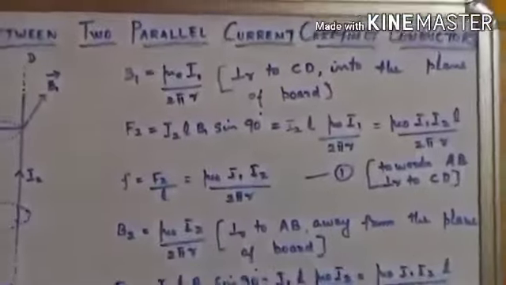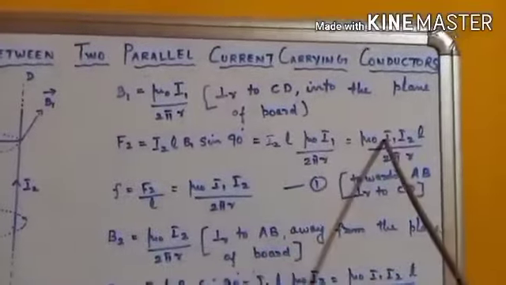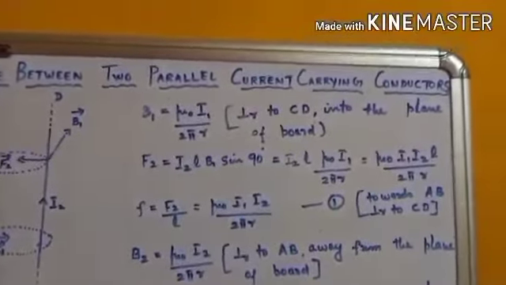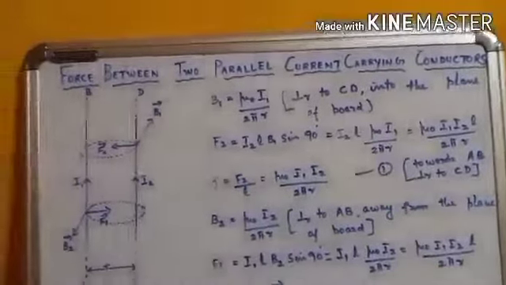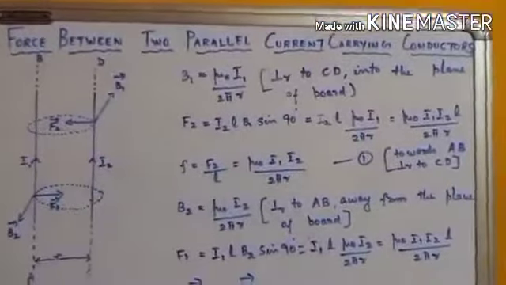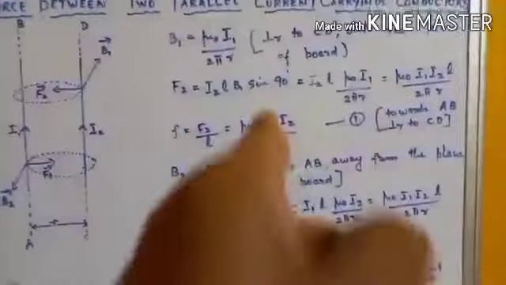Yes, children, the magnitude we already have. To find the direction of this force, we have to apply Fleming's left hand rule, which we discussed in the previous topic. Accordingly, here the direction of the magnetic field is into the plane, so the forefinger points into the plane.